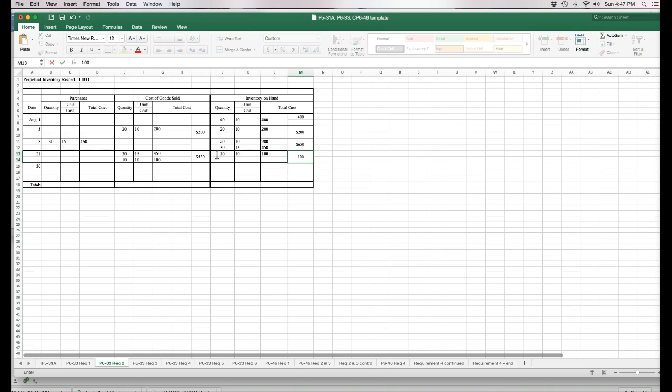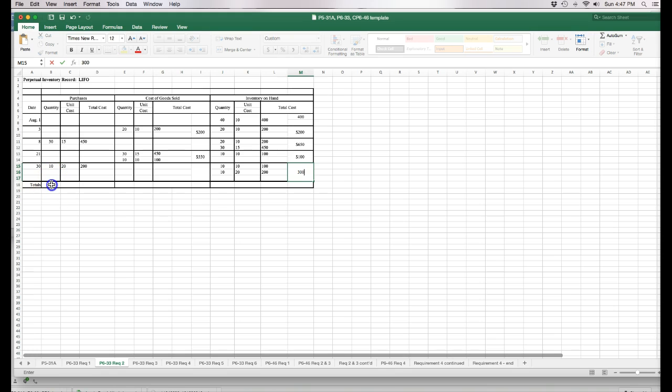Now on the 30th, we make another purchase. And again, the cost has gone up. We buy 10 units at $20 for a total of $200. We didn't sell any items on the 30th, so we can skip over cost of goods sold. But what do we have left on hand? Well, we have 10 at the $10 unit cost that was there before because we haven't sold those. And now we have 10 more that we just purchased at $20 for $200, leaving us with a total of $300 on hand.